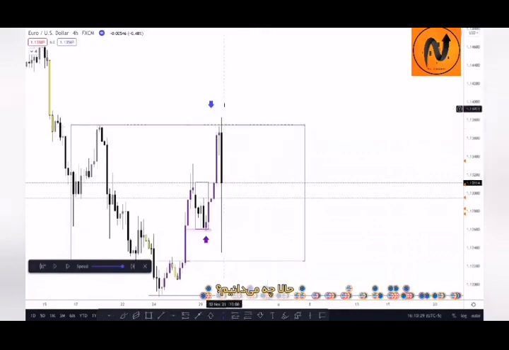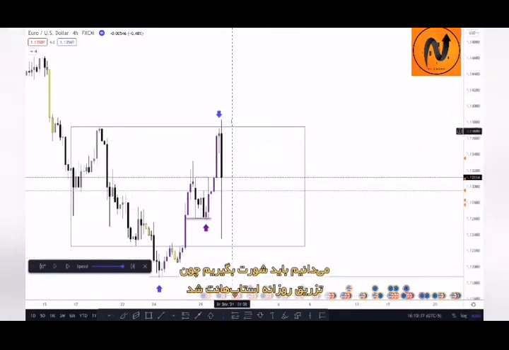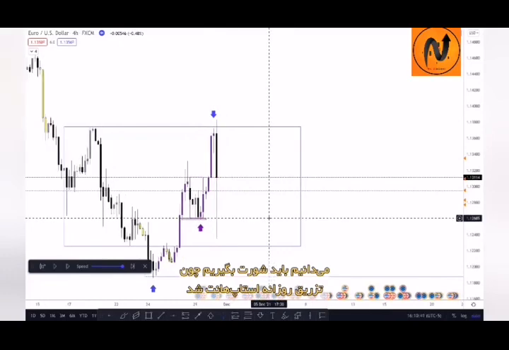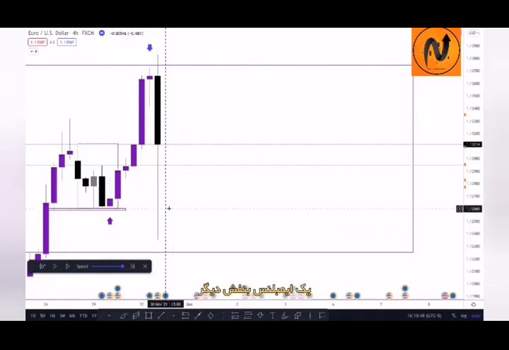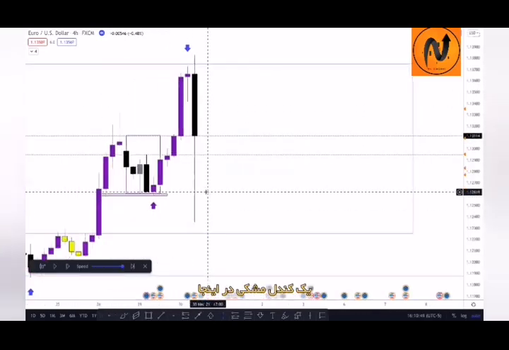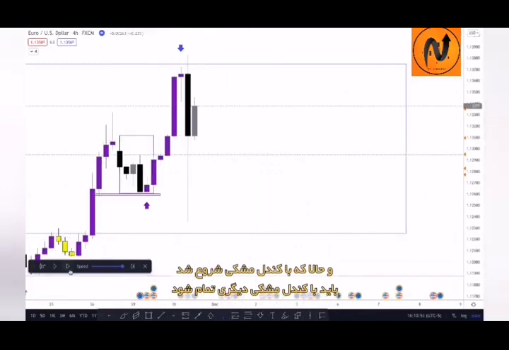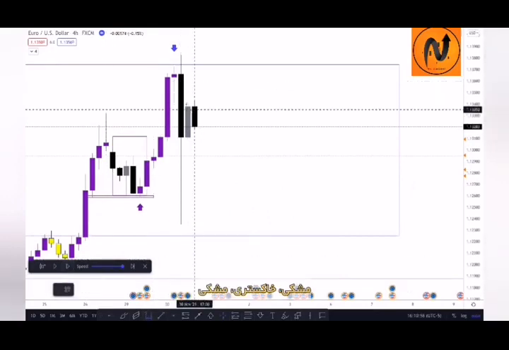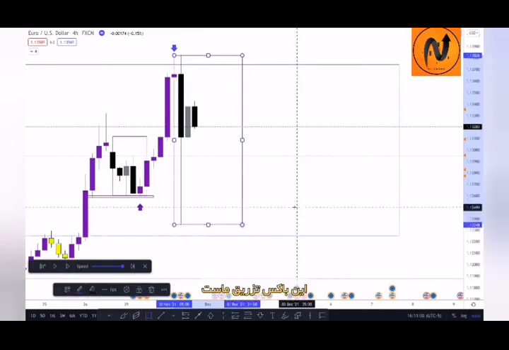We now know to go short. Why do we know to go short? We know to go short because we've just stop hunted the injection, the daily injection, right? And what else do we have now? Another purple imbalance, right? A black candle here. So now that we've started with a black candle, we must end with what? Another black candle. Black, gray, black. Here's our injection.